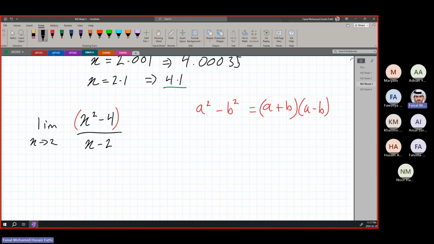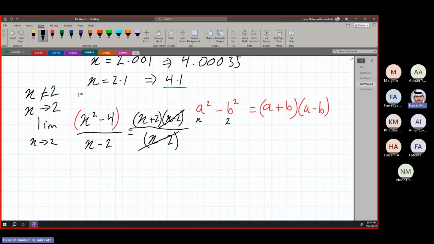So if we simplify or factor it in this way, we get that for x squared minus 4, the a value is x and the b value is 2, since 4 is 2 squared. So it will be x plus 2 times x minus 2, if we apply this formula, over x minus 2. And now you notice that we can cancel this with this value. Because usually in normal math, we cannot cancel these two values. But since we are doing the limit, we know that x is not equal to 2, but x is approaching 2.